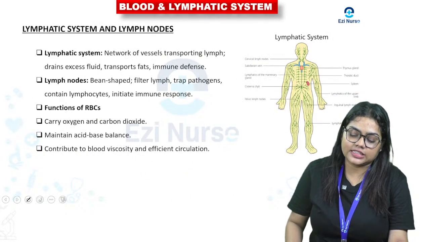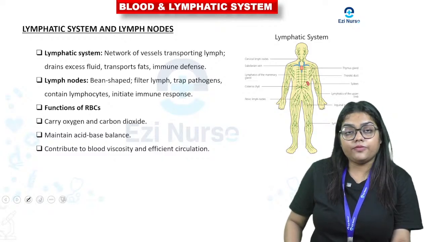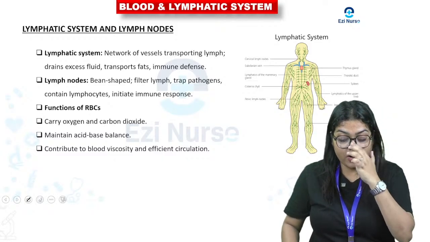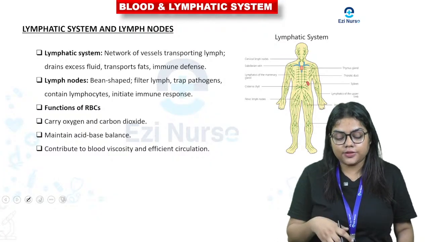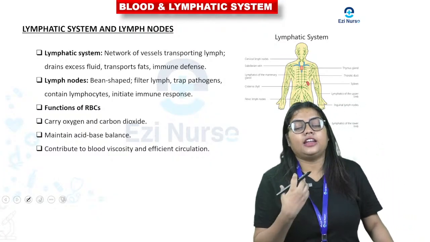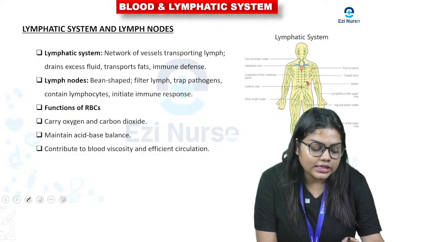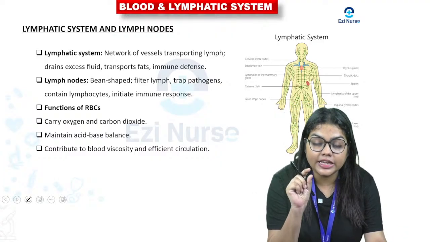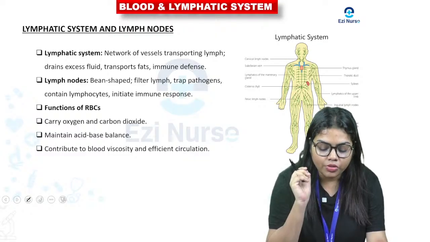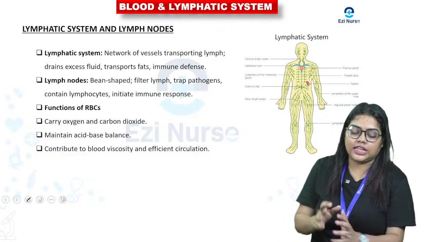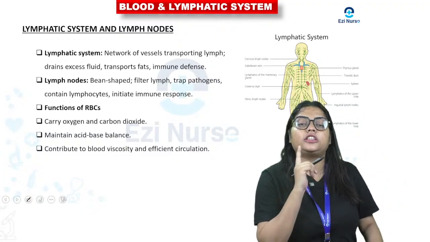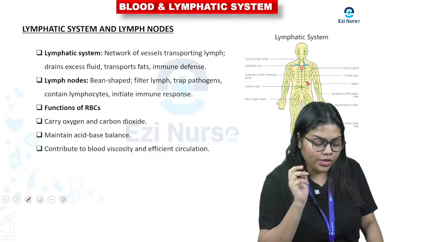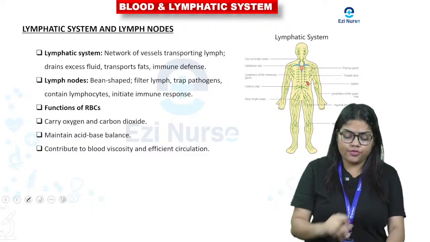Next is the lymphatic system and lymph nodes. So what is the lymphatic system? It is the network of vessels which transports lymph, drains excess fluid, transports fat and provides immune defense. The lymph nodes are bean-shaped filters of lymph which trap pathogens, contain lymphocytes and initiate the immune response. Lymphocytes are also white blood cells. They come under the category of white blood cells.